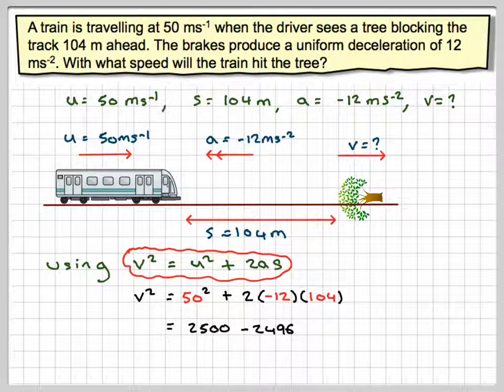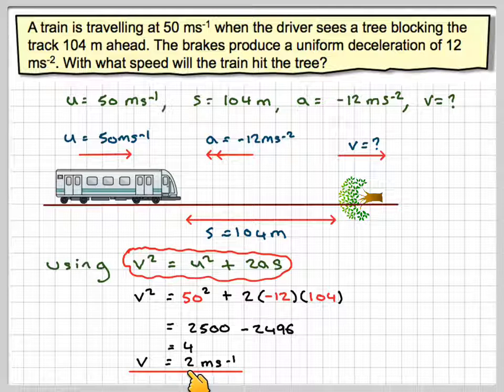So that's going to give me 2,500 minus 2,496. Do the subtraction, we get 4. In order to find v, we need to take the square root of that. That's the next common mistake that people make, forgetting to take the square root. So the velocity, or the speed at which the tree is hit, is 2 meters per second.